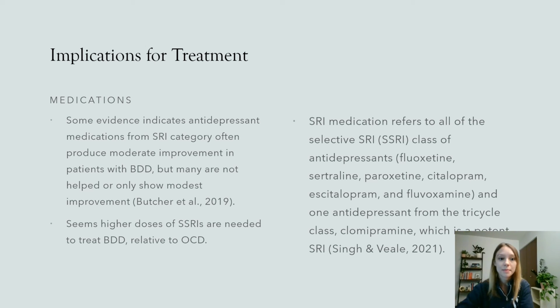So, some evidence indicates antidepressant medicines from the SRI category often produce moderate improvement in patients with BDD, but many are not helped or only show modest improvement. It seems higher doses of SSRIs are needed to treat BDD relative to OCD. SRI medication refers to all of the SSRI class of antidepressants, so fluoxetine, sertraline, paroxetine, citalopram, etc., and one antidepressant from the tricyclic class, clomipramine, which is a potent SRI.